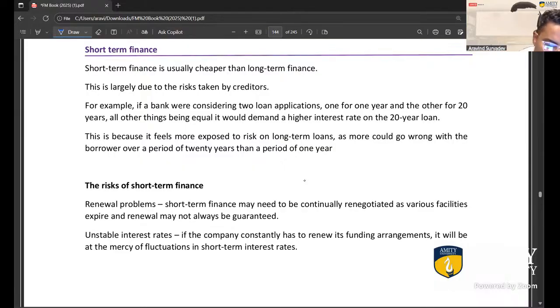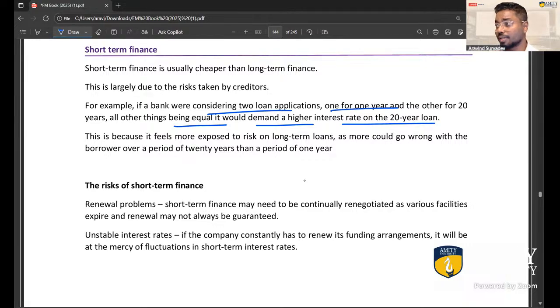So for example, if a bank were considering two loan applications, one for 1 year and the other for 20 years, all things being equal, it would demand a higher interest rate on the 20-year loan. Absolutely, 20 years of interest, no? The longer the loan, the more the interest. This is because it feels more exposed on long-term loans, as more could go wrong with the borrower over a period of 20 years than a period of 1 year. It means that the longer the time, the longer the volatility, the longer the risk involved.